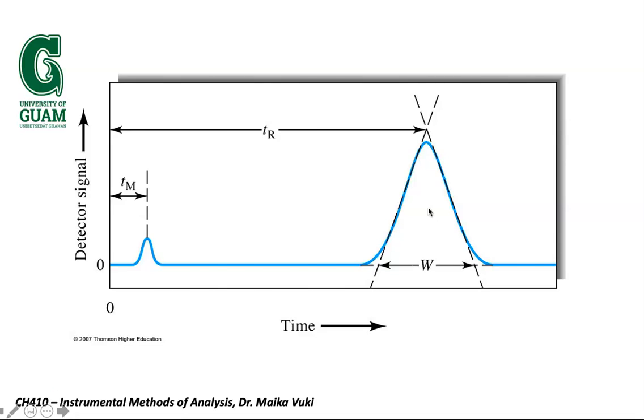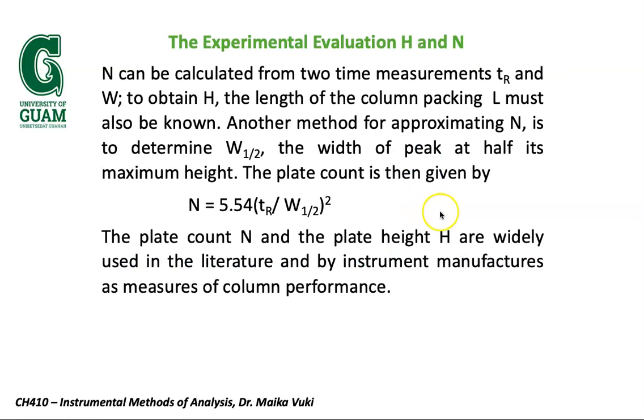So using that, we come up with a relationship of N, which is a lot better in terms of the estimation of the plate height and the plate count. So that's the estimation of N. And the plate count N and the plate height H are widely used in the literature and by instrument manufacturers as a measure of the column performance.